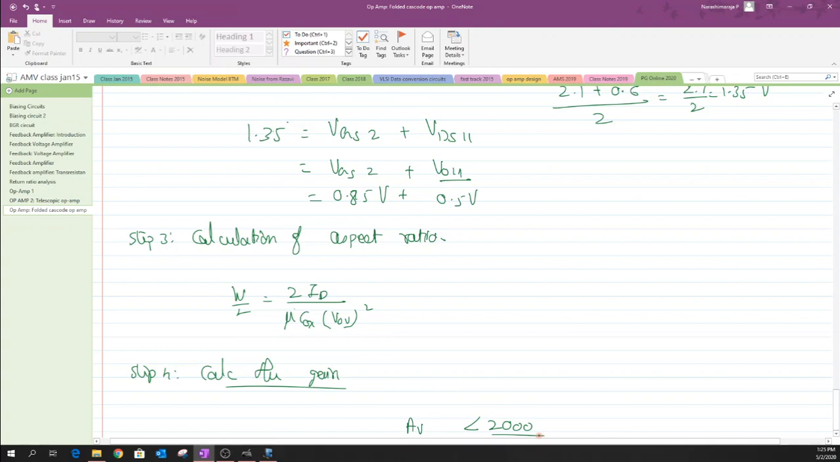So with this, let me complete this folded cascode op amp, and in the next session, let me talk about the two-stage op amp configuration.